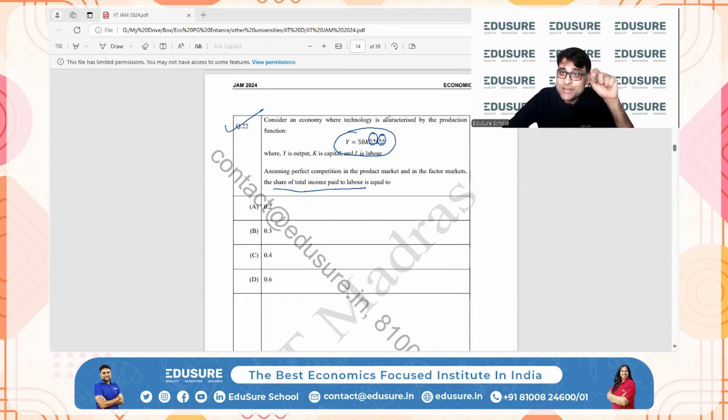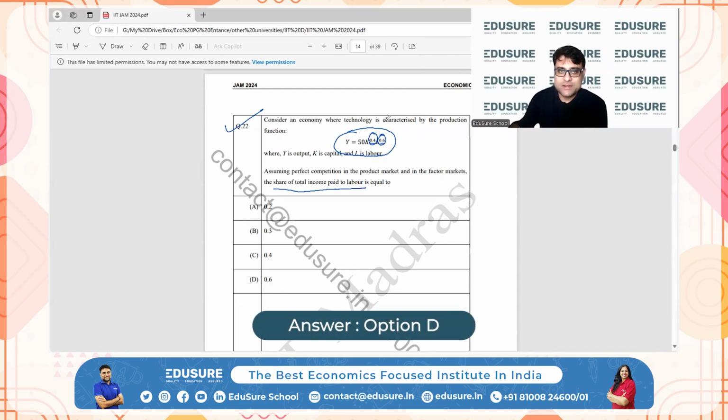Okay. So the share of income to labor: in perfect competition, each factor is paid according to its contribution in the production function. That's also called the marginal product for each unit. And the share of income is equal to the factor's exponent in this kind of a production function, which is a Cobb-Douglas one. Here, the exponent of labor is 0.6. That means 60% of the total income will go to labor. And hence, the answer is 0.6. Okay. So 60% represented by 0.6, and that's answer D.